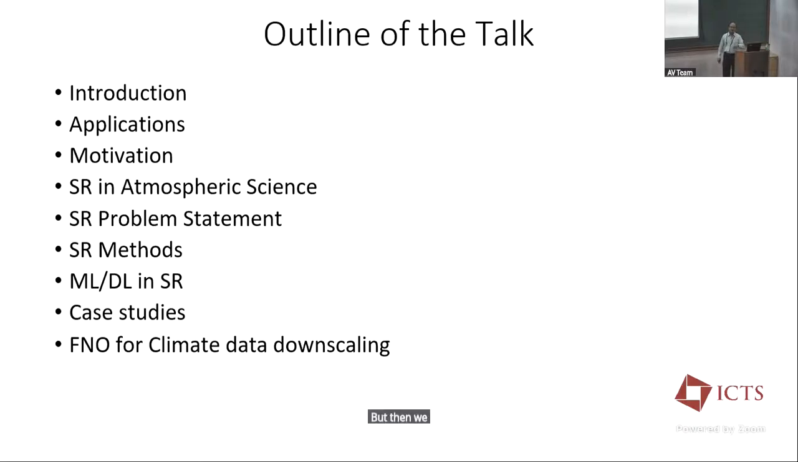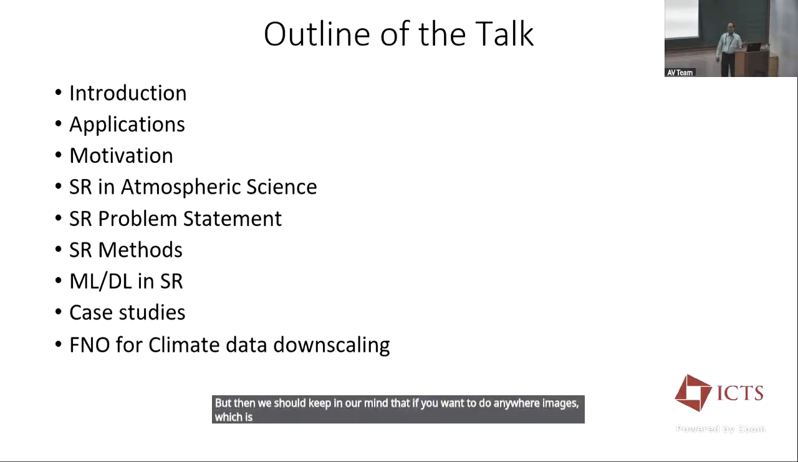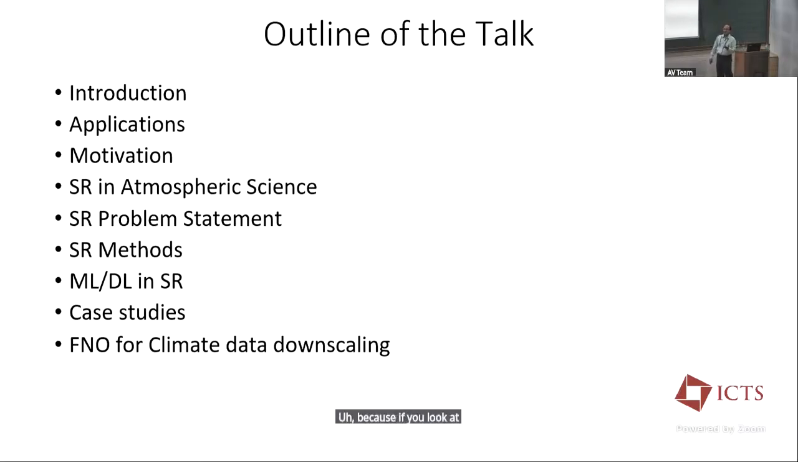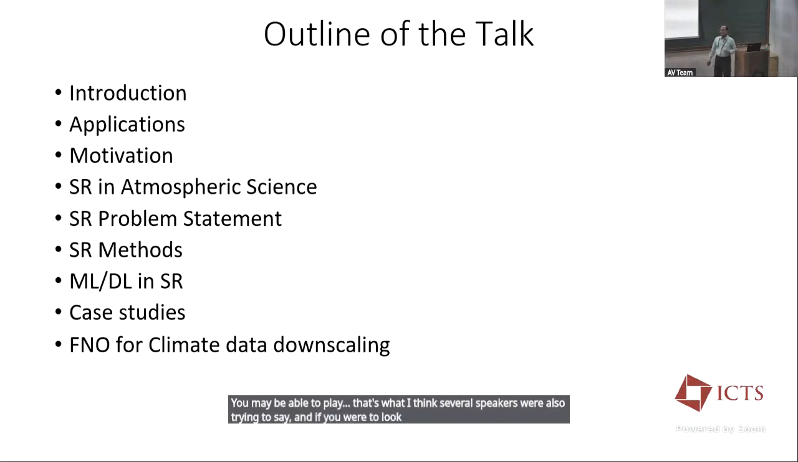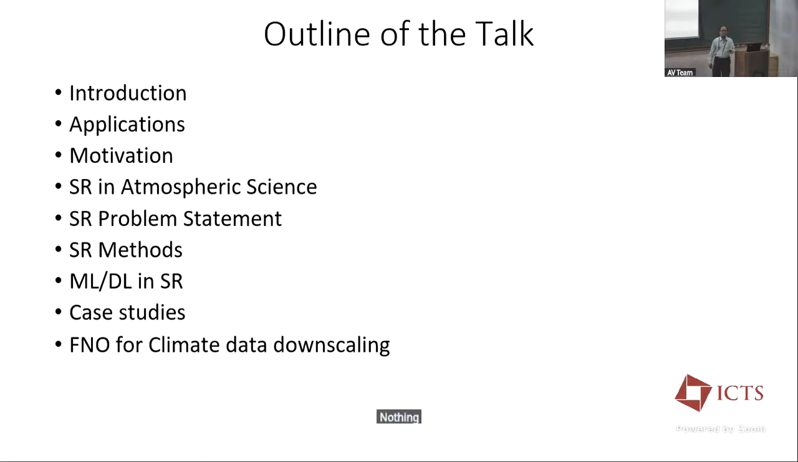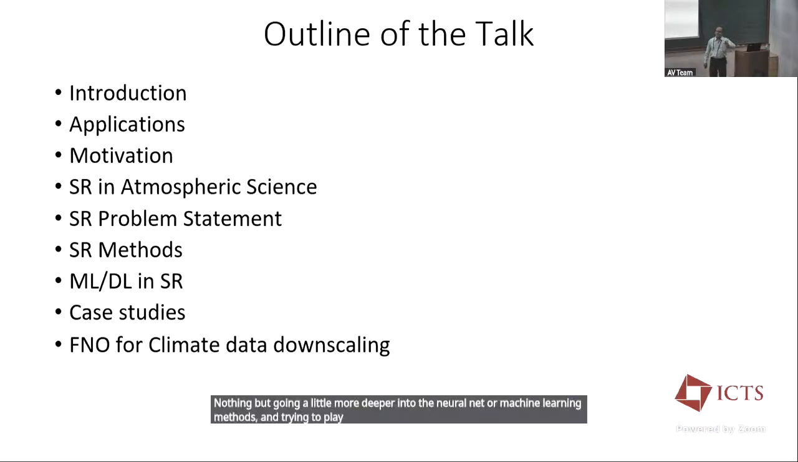But we should keep in mind that if some neural net is not working fine, and you look at it as a black box, you're done with it. But if you go a little more into the black box, you may be able to play. That's what I think several speakers were also trying to say. If you look at different kinds of neural nets, it is nothing but going a little deeper into the neural nets or the machine learning methods, trying to play with the methods, being a little more careful about these methods and maybe a little innovative.